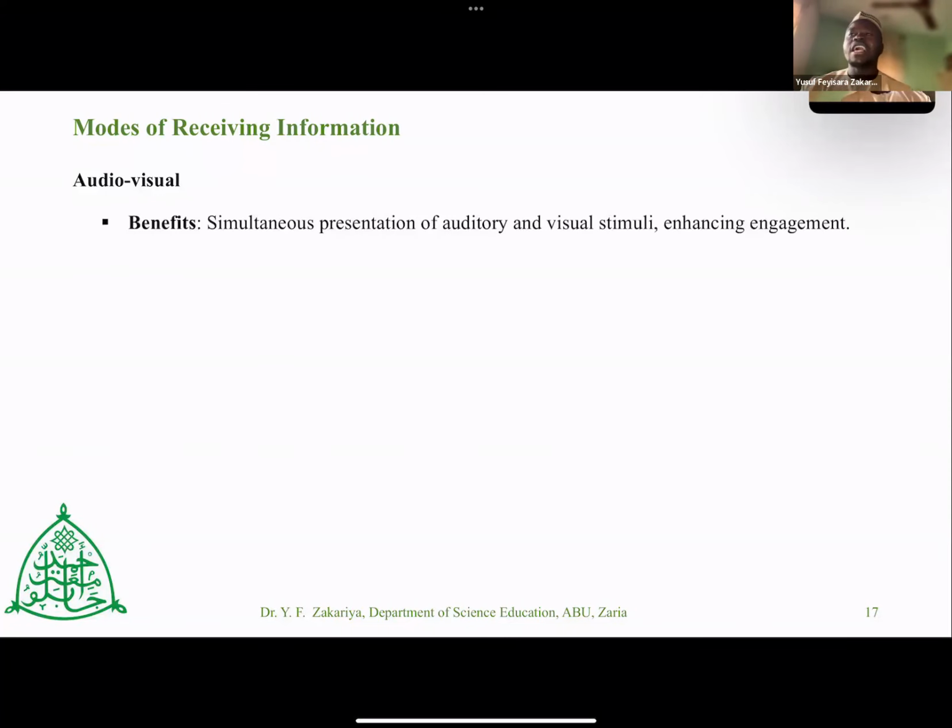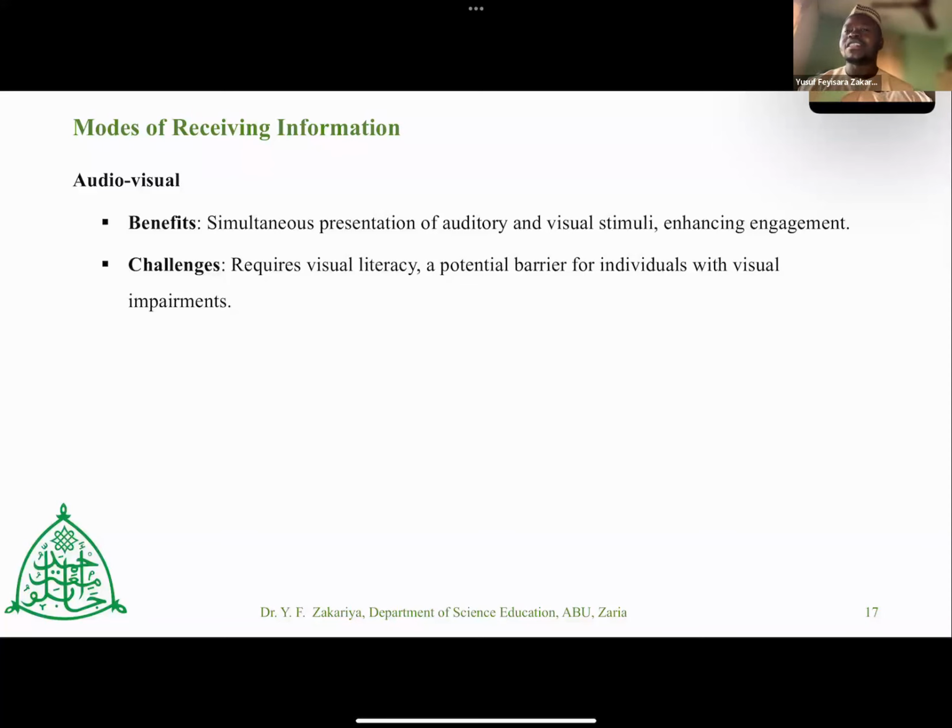So still on that, we have audio mode of receiving information. Then we have visual mode of receiving information. Now we have audio visual. These two things together, where you can get the sound and then you can see the pictures. So here, the benefit is that simultaneously, this will give you both auditory and visual stimuli, to allow you to use your hearing and your ability to see. And this will increase the engagement in the learning content.